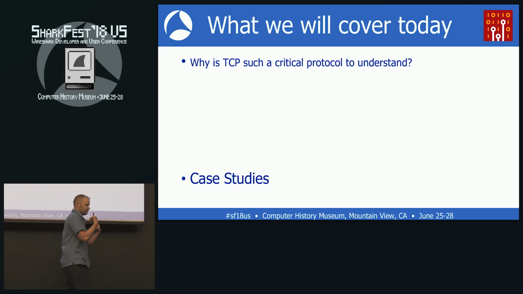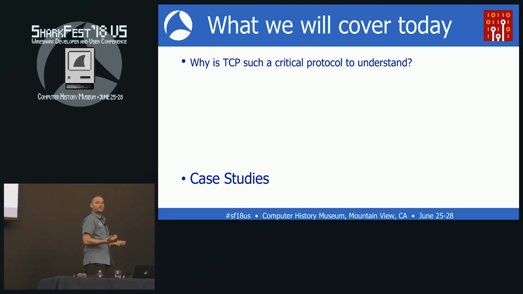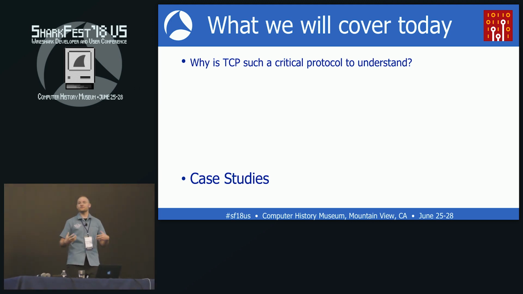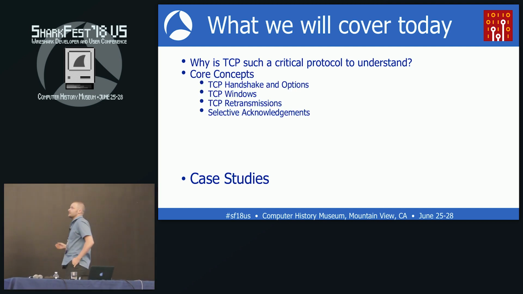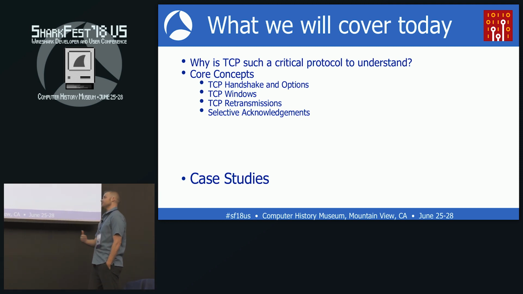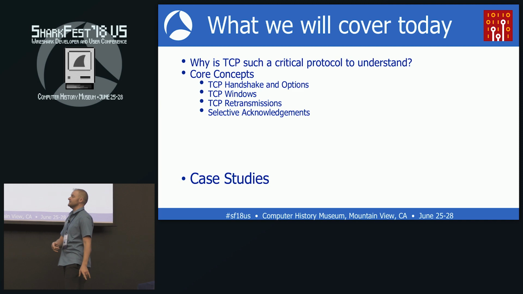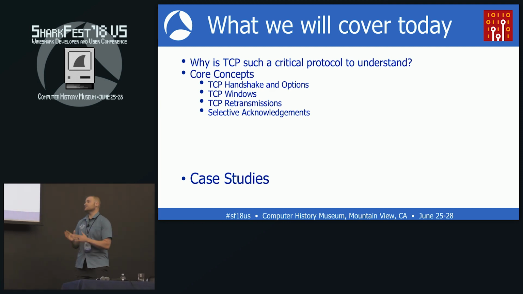So what I want to do today is to get you a bit more comfortable with what TCP does, how it works, some of those underpinning things we should know to be able to build on later. We're going to be talking about the handshake, options within the handshake, TCP windows, both receive and congestion. We're going to be talking about retransmissions, how those work, selective acknowledgements. Some core things. Now, you might know some of this pretty well. You might know it cold.